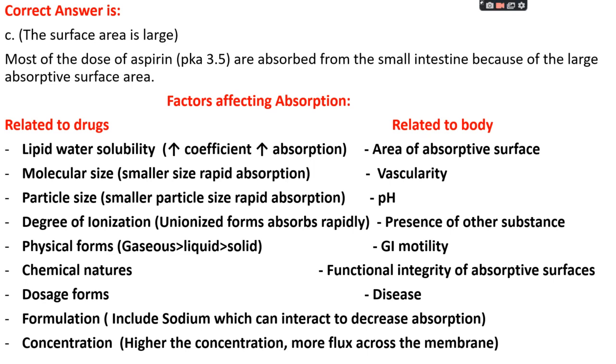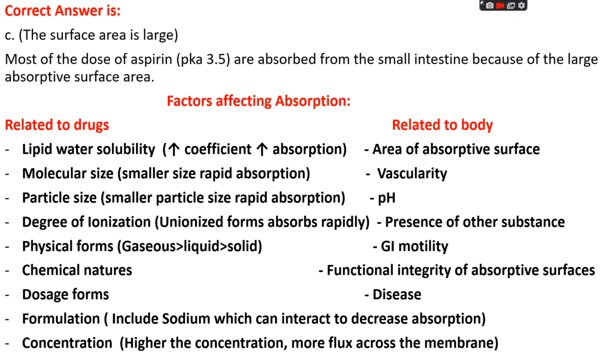Second is the molecular size of the drug: the smaller the size, the more rapid the absorption. Similarly, the smaller the particle size, the more rapid the absorption. Then the degree of ionization: unionized drugs absorb rapidly. Next is physical form: gaseous drugs absorb more rapidly than liquid, and liquid more than solid. Chemical nature also matters, as certain drugs ionized at certain pH are absorbed less.